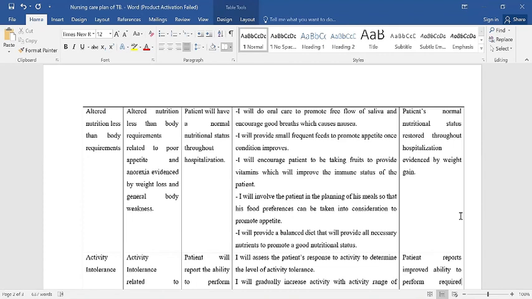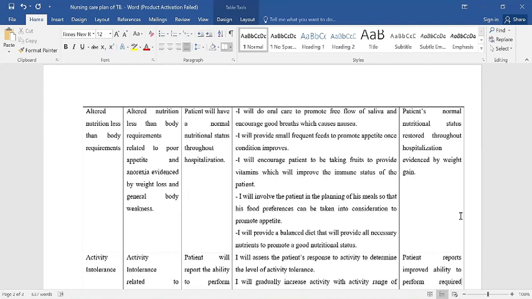Even when a patient is just having a simple cough, because of the coughing, they will refrain from eating, or will not eat as much. Therefore, you find that in patients with tuberculosis, because of the pain, because of the vomiting, because of the nausea, the patient will have reduced appetite or poor appetite. So that will be our problem. Our problem will be altered nutrition less than body requirements.